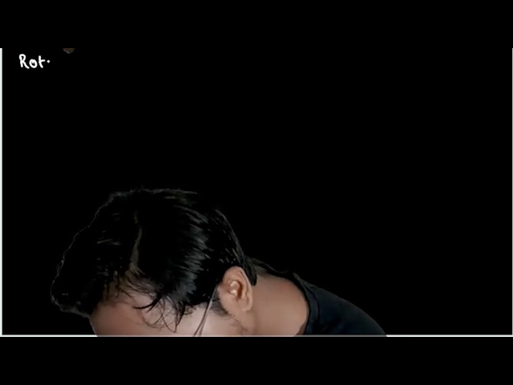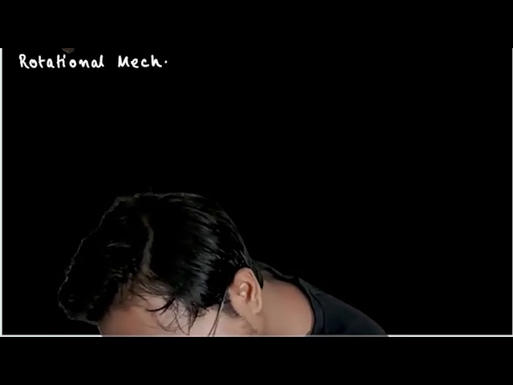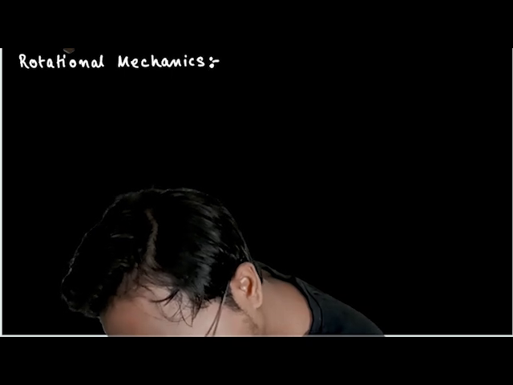Okay. So from this lecture on, we're going to start with the domain of rotational mechanics. Slowly start into rotational mechanics. The first thing that I'm going to start.